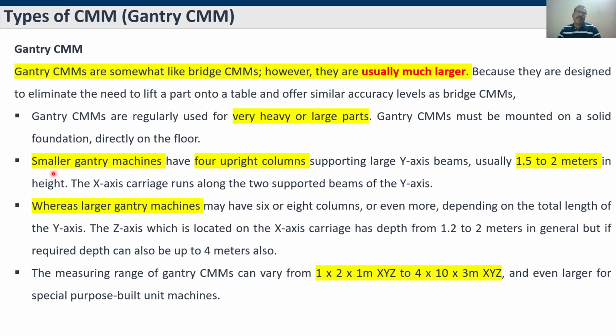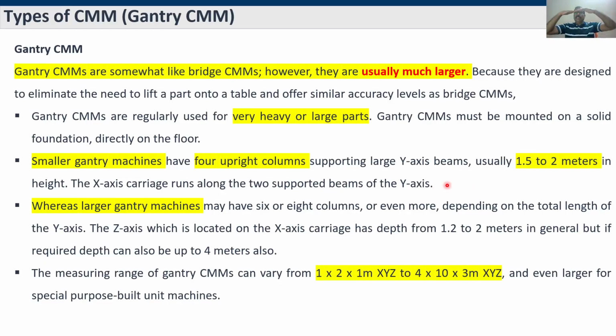If you consider the smaller gantry type, it may have four upright columns supporting large y-axis beams. The range is 1.5 to 2 meters in height. That vertical column for gantry type is 1.5 to 2 meters long. The x-axis carriage runs on the two supported beams of the y-axis. Okay, there are vertical columns, pillars kind of thing.